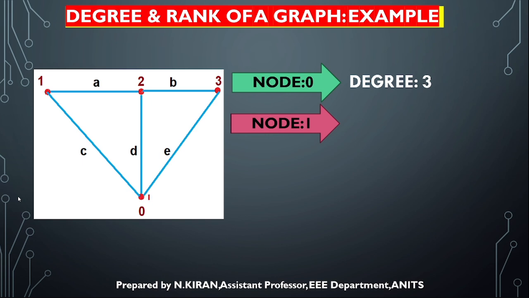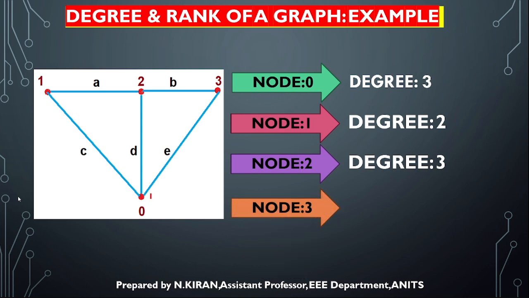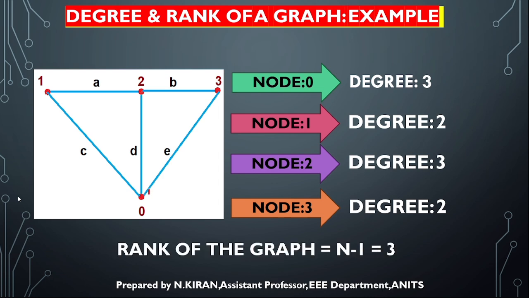2 branches are there, so degree is 2. Now node 2. How many branches are there? 3 branches, so degree is 3. And lastly, node 3, 2 branches are incident, so the degree of the node is 2. Okay, so how much will be the rank? Nodes are 4, so rank will be n minus 1, which is 3.